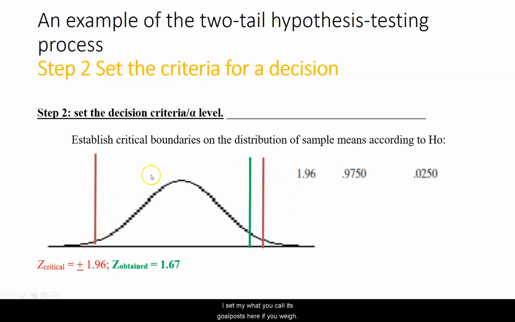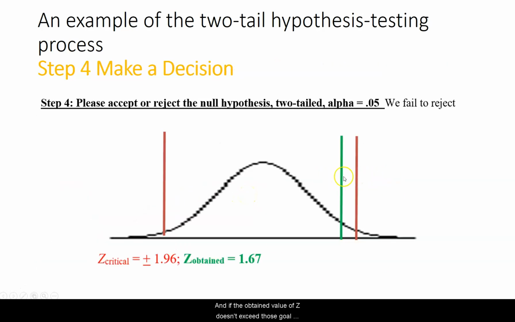I set my goalposts here, if you will. If the obtained value of z doesn't exceed those goalposts, it doesn't fall outside, then I'd fail to reject the null hypothesis. Would the researcher prefer to reject it? Yes, they would. But what we're literally saying here, and I'll wrap this up, is that in this problem, the probability of obtaining this sample mean, given that the null hypothesis is true, was not particularly unlikely. And given that, I'm going to go ahead and not reject the null hypothesis. I'm going to fail to reject the null hypothesis.